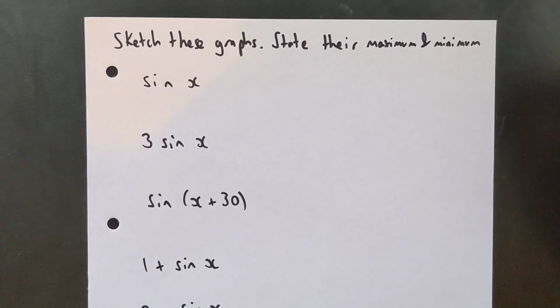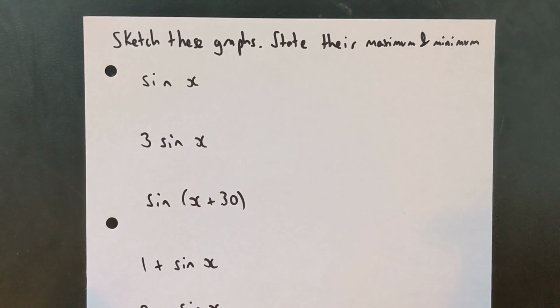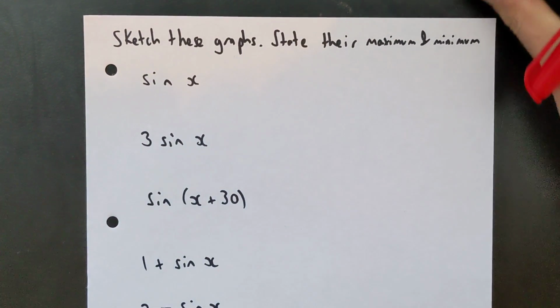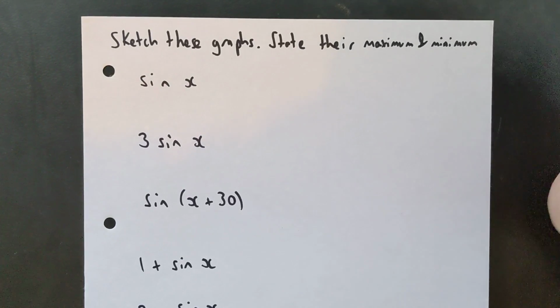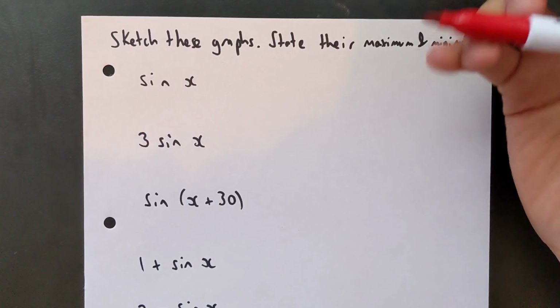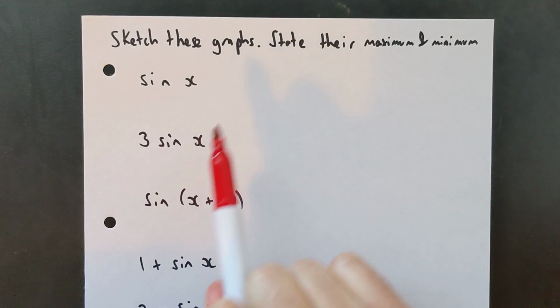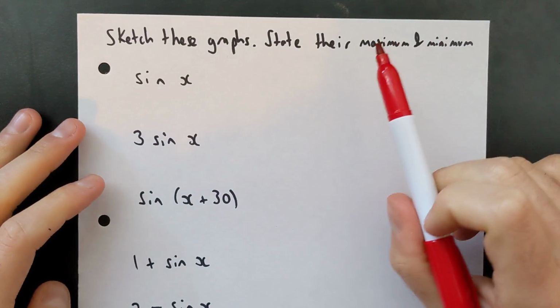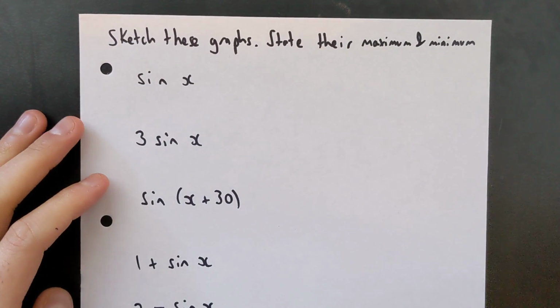Okay, so in this video, I'm going to recap graph transformations for trigonometric ratios, and then we're also going to have a little look at modeling questions where we are modeling a situation using a trigonometric graph. So, first of all, here I've got some graphs I'm going to go through, and I'm also going to state what the maximum and minimum of the graph is.